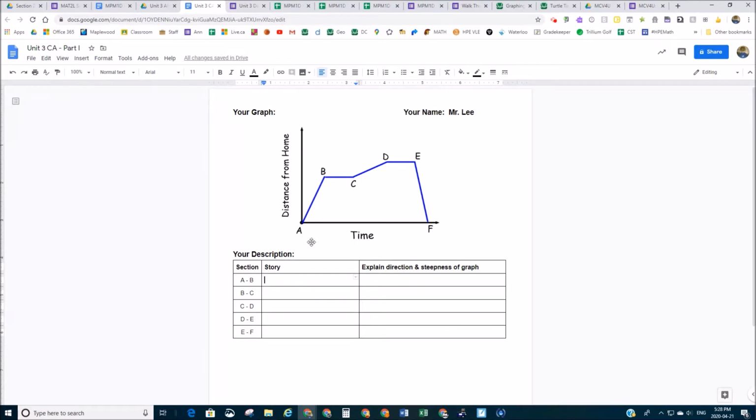So you're going to look at this graph. First, it's important to recognize that time is along the bottom here and distance from home is along the side. There are no measurements in either of these, so you could be describing something in hours or minutes or seconds, and your distance from home could be meters or kilometers or whatever. This is going to be up to you. But what you're going to need to do is describe each section of this scenario.